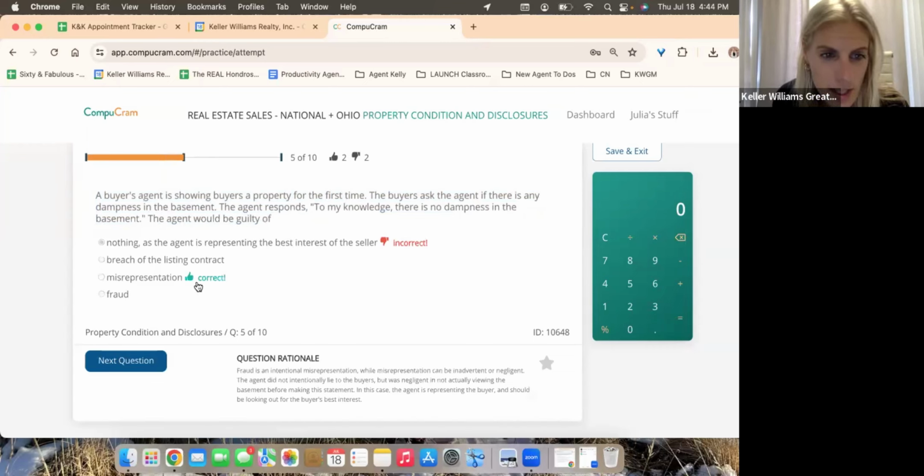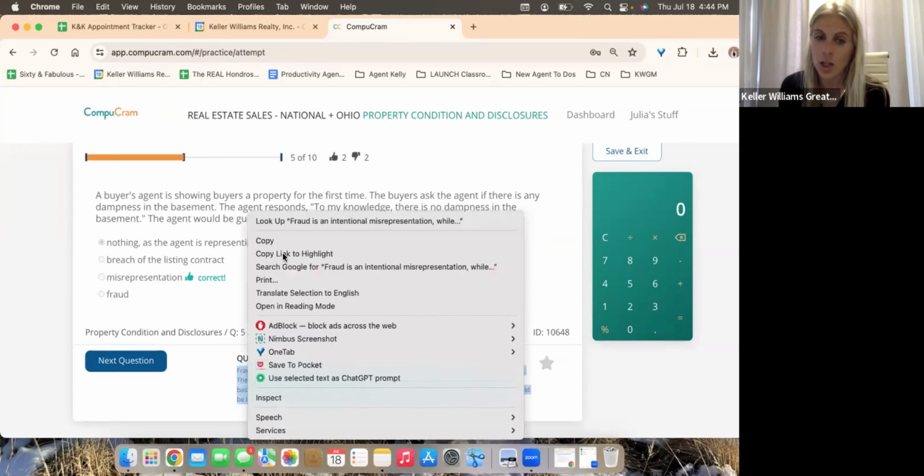All right, so it is C, misrepresentation. Fraud is an intentional misrepresentation, while misrepresentation can be inadvertent or negligent. Okay. The agent did not intentionally lie to the buyers, but was negligent in not actually viewing the basement before making the statement. In this case, the agent is representing the buyer and should be looking out for the buyer's best interest.